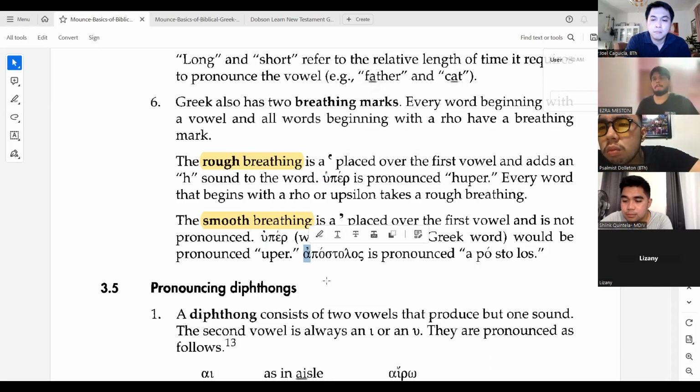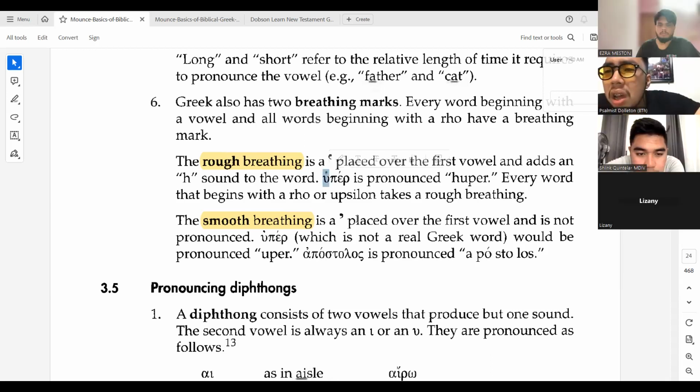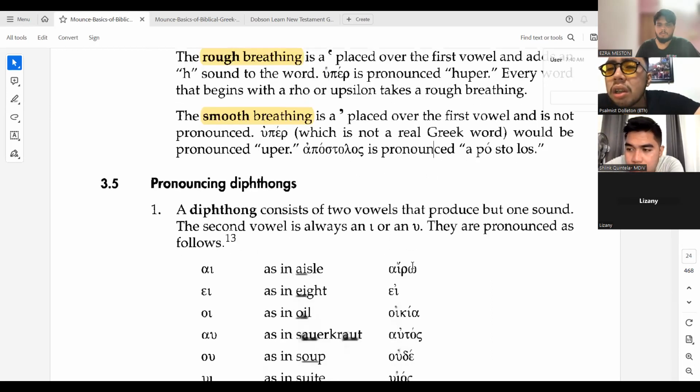For example, this smooth breathing, no? This one is not sounded as hapostolos, because this is a smooth breathing. So this is sounded as apostolos. Okay? And then you go back again, this rough breathing is hooper. Okay. And then the next thing to talk about is diphthongs.